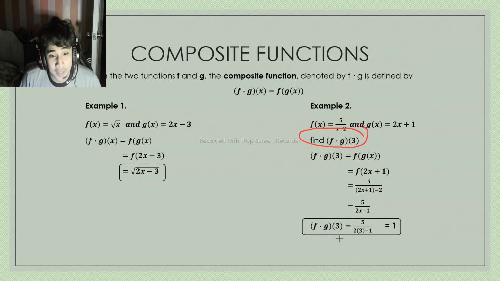So in the end, we substitute the value of x with 3. The answer for f of g of x is this one: 5 over 2x minus 1. So when we substitute the value of 3, that will be 5 over 2 times 3, which is 6, minus 1, which is 5. So overall, 5 over 5 is equal to 1. And that will be our final answer.